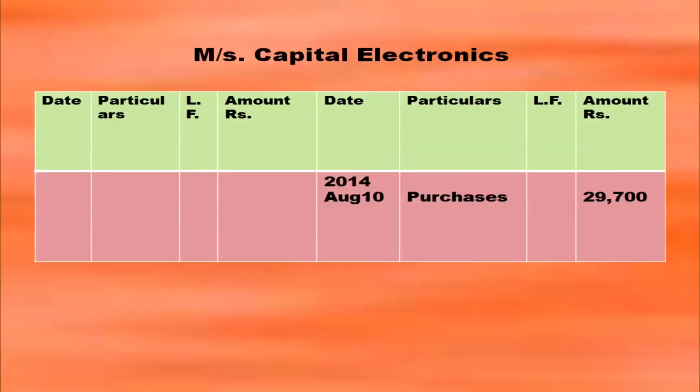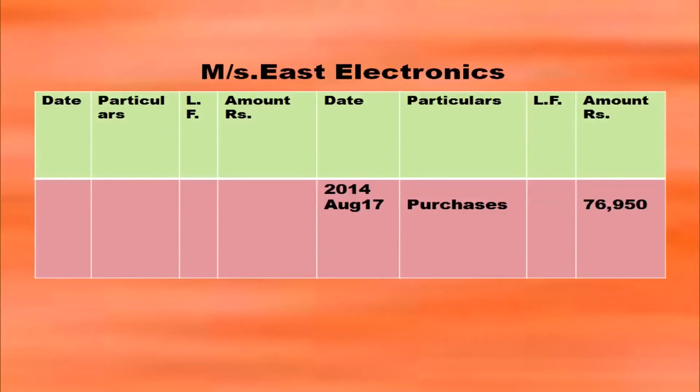Then Messrs. Capital Electronics. From them also, Harsha Electronics purchased goods. So, on the credit side, we will post by purchases 29,700 amount. Then East Electronics, from them also Harsha Electronics purchased materials. So, on the credit side of Messrs. East Electronics account, you will post by purchases, amount in the amount column and date in the date column. Purchases account debit to East Electronics, that will be the entry. Always purchases will have debit, that we have already studied in the journal.